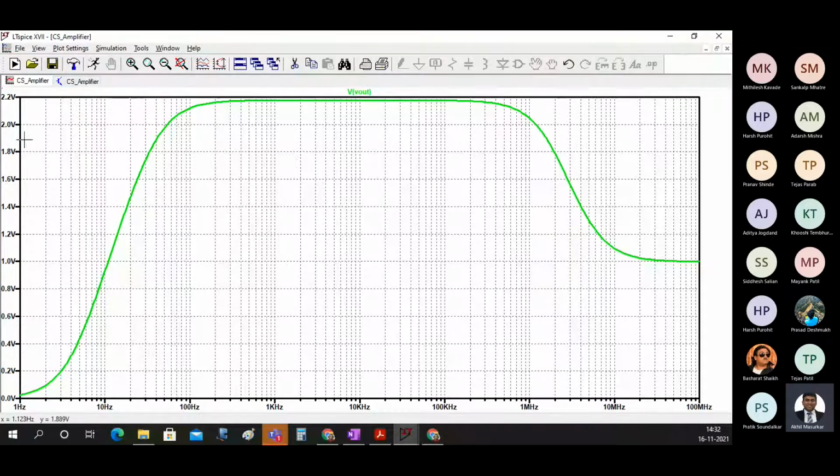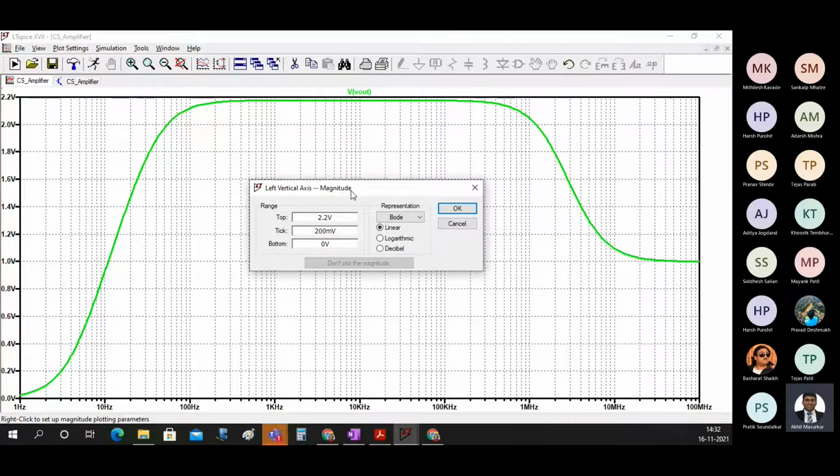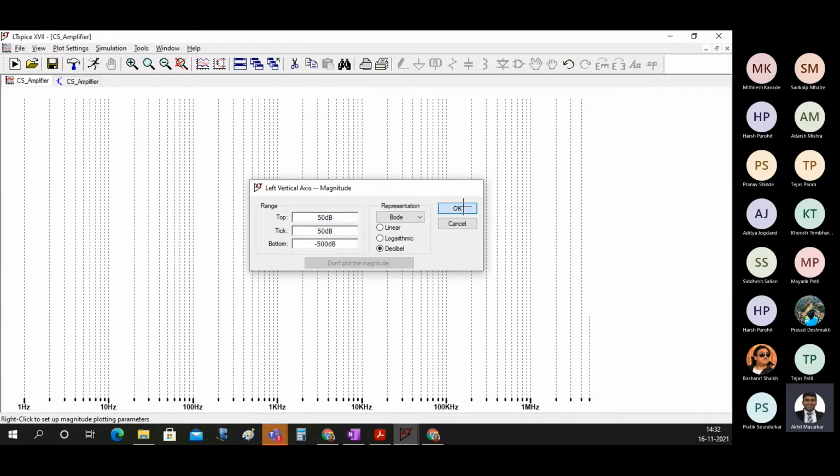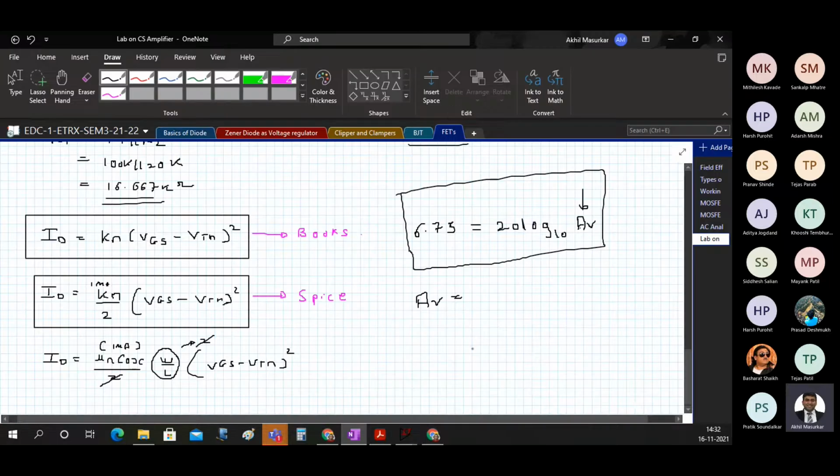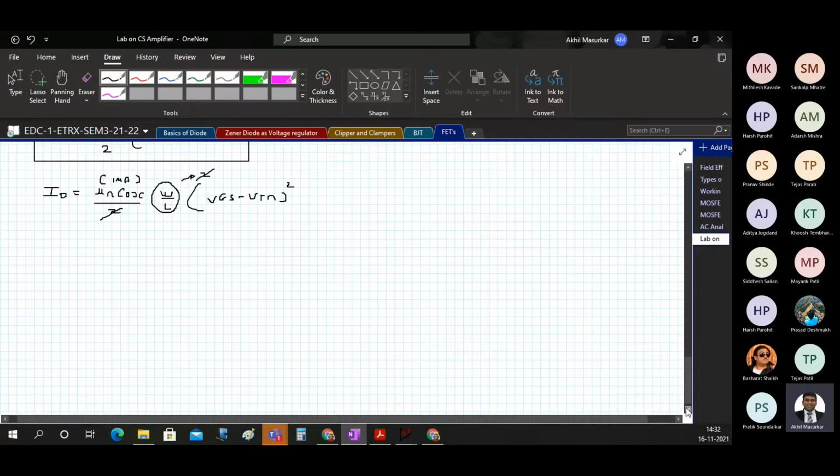So why plot this in dB? That is the question. We need to plot this in dB because we want to do a frequency analysis, like what is the maximum frequency, what is the minimum frequency that we want. So what we have to actually do is like this. I'll show you.